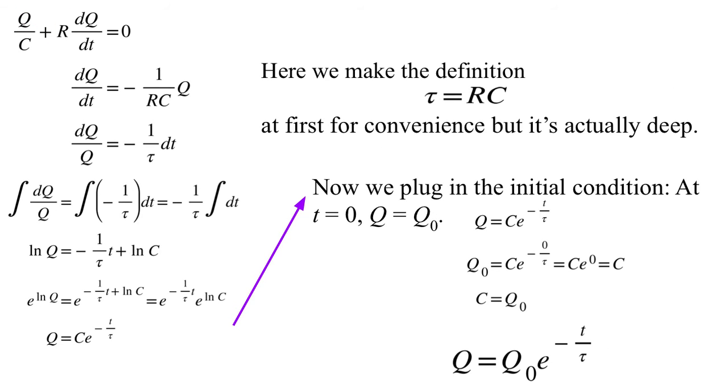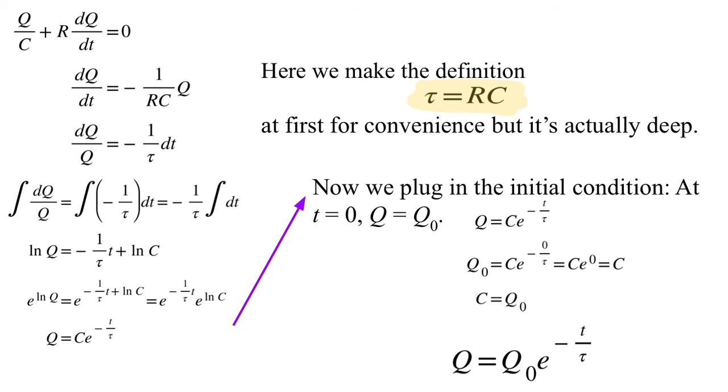Q over C plus R dQ/dt equals 0. So we can solve this over to say dQ/dt is minus 1 over RC times Q. Then we separate variables and we get dQ over Q is minus 1 over tau dt, where I have made a substitution for convenience that tau is RC. Right now it's just for convenience. Later on I'm going to find that's actually kind of deep. Alright, so we keep going on with this.